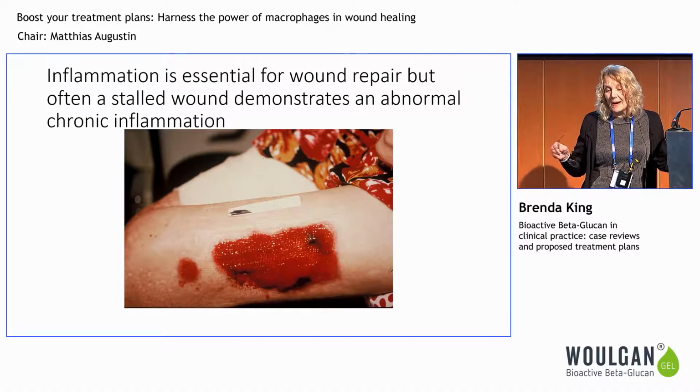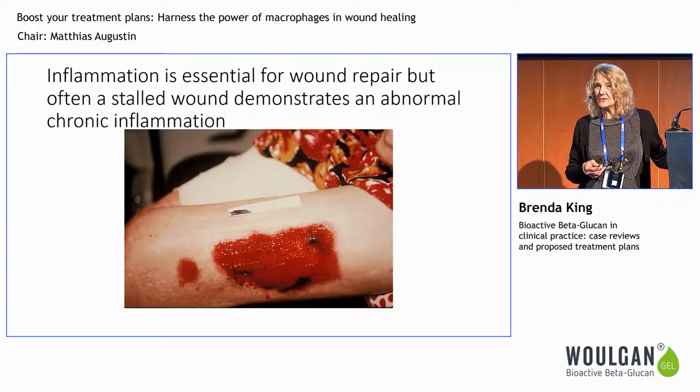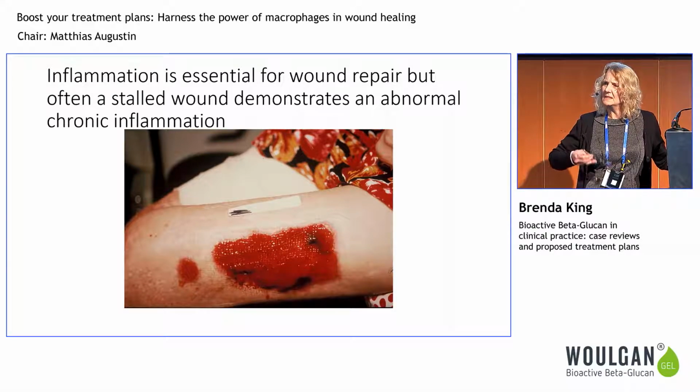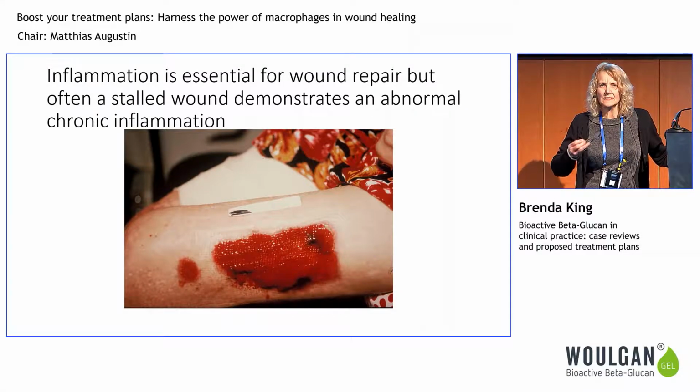We heard about inflammation, and inflammation is essential for wound repair, but often the wounds that we see display this abnormal chronic inflammation. This is a non-healing donor site, and it's 18 months old. It's quite an old image, and I like to think that we don't see anything like that. But once that wound gets into that chronic cycle of events, or that chronic inflammation, then we need to be thinking about what we can do differently to get that wound back on track.